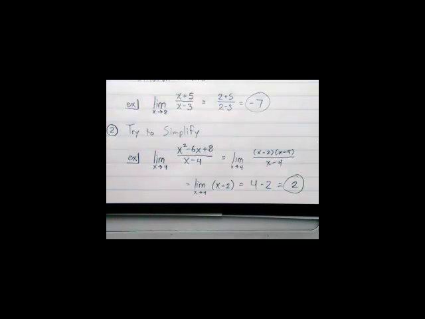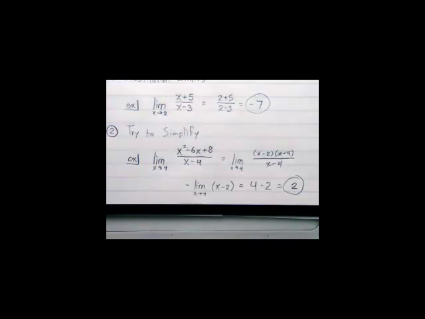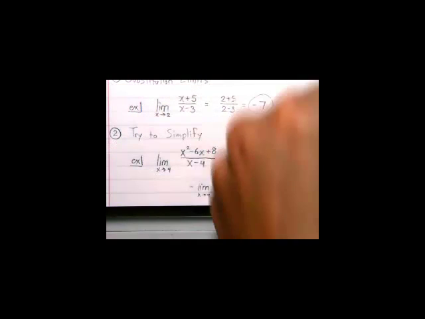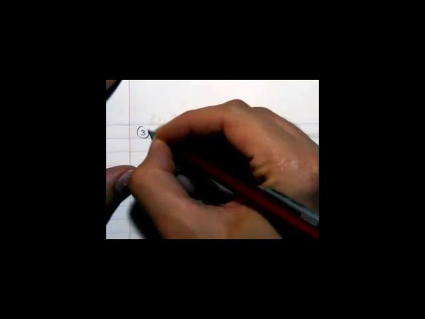So substitution, try to simplify. Those are kind of your first two things that you're going to check. If those two things don't work out, you might need to use a limit property. So I'm not going to write all of these down, but we're going to skim through them in your book a little bit so you can at least take a look at them. And then I'll show you how you can use a limit property to get at a limit.